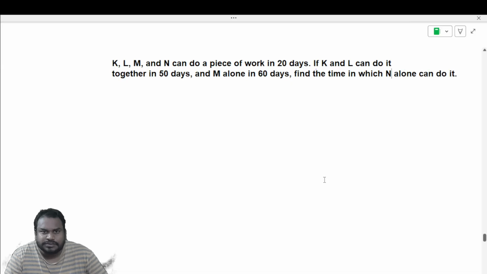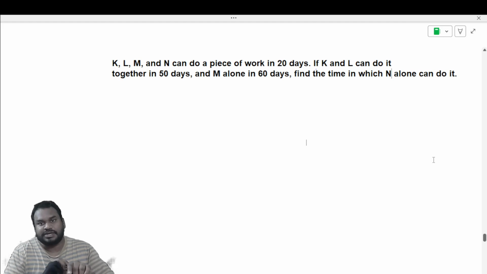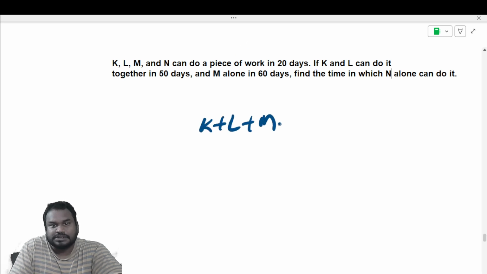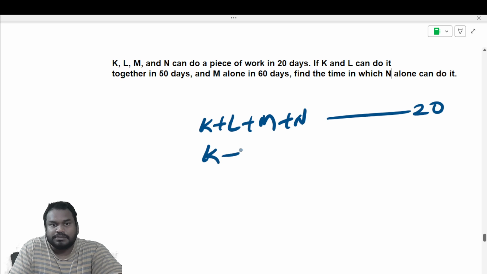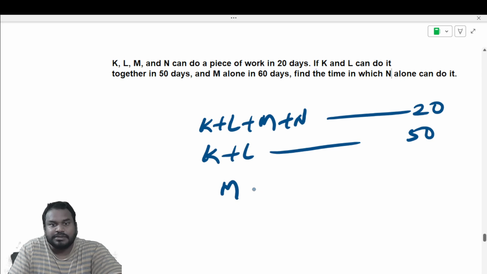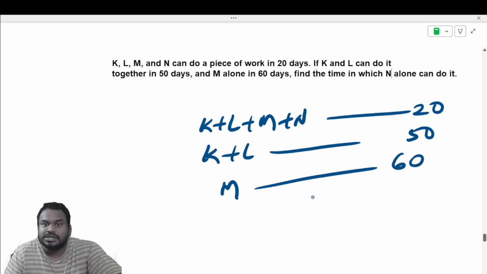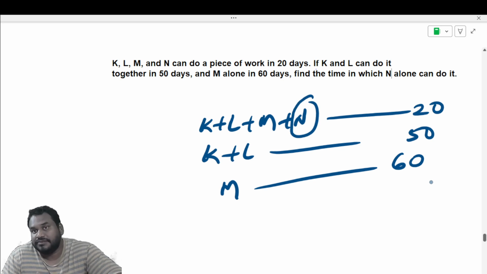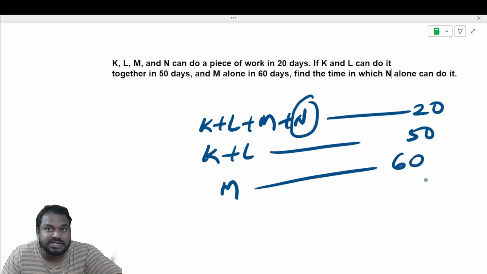Okay, next one. K, L, M and N together can do a work in 20 days. K and L can do it in 50 days, and M alone can do it in 60 days. Then find the time in which N alone can do it. So we need to find N's efficiency, and from that we'll find the number of days it takes.